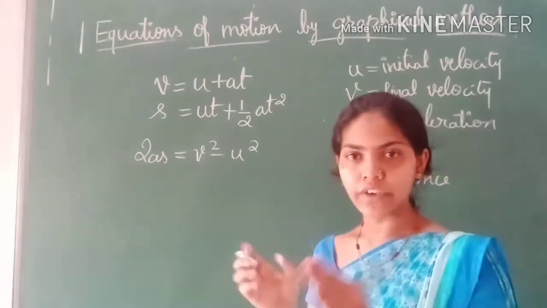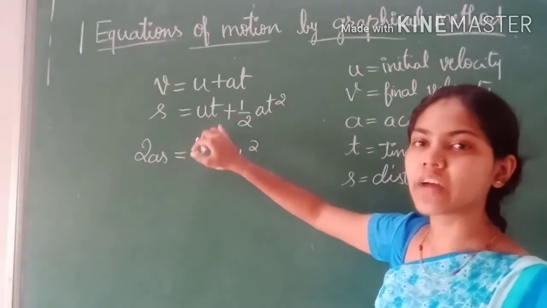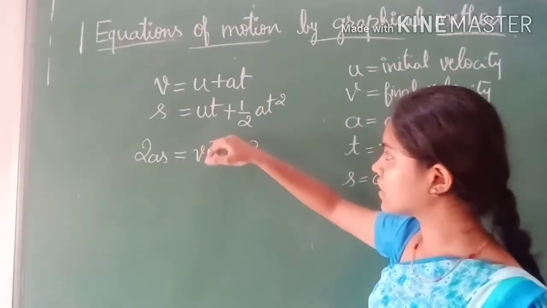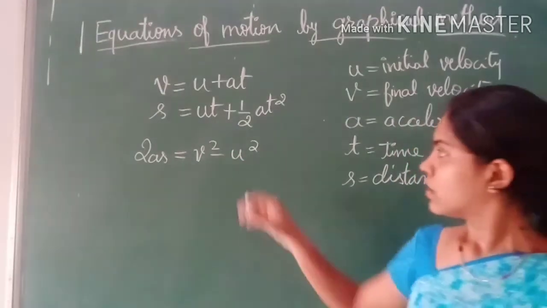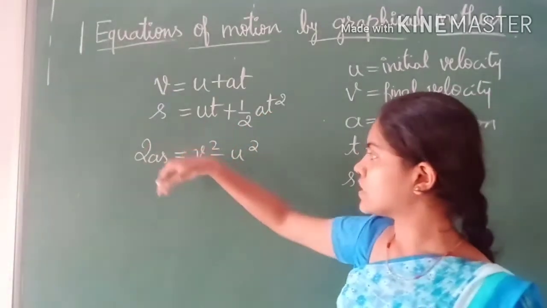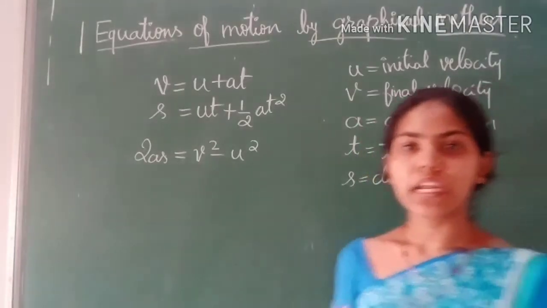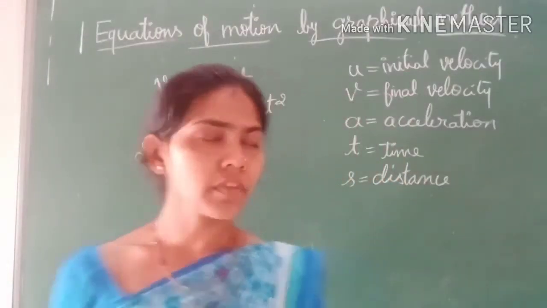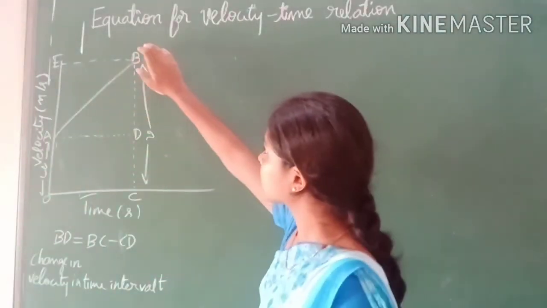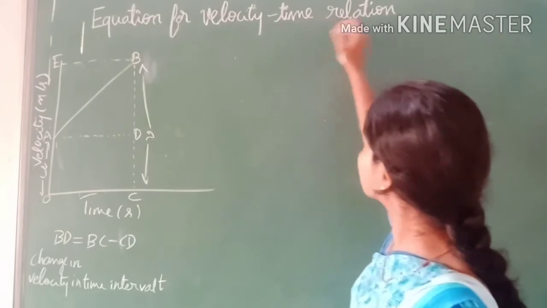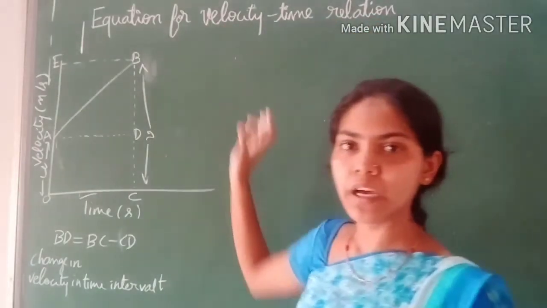If they give a few variables and ask you to find any one of the remaining variables, you can use any one of the equations and find the quantity of distance or velocity or acceleration, like that. So now let us see how to get these equations using the graphical method. Now I will be explaining the equation for the velocity-time relation.